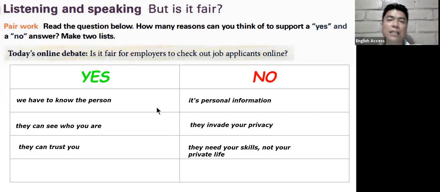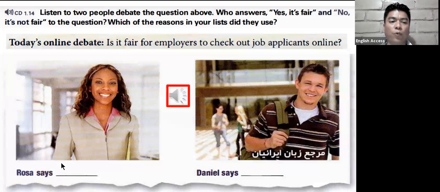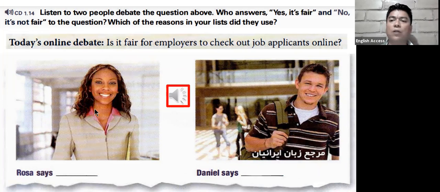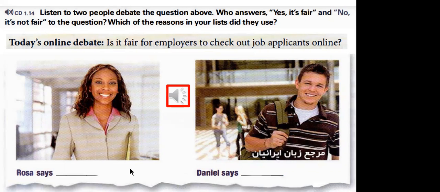First, we're going to listen to two friends talk about this question. So we have Rosa and we have Daniel. They're sharing their opinions about this. One of them says yes, it's fair, and the other one says no, it's not fair. Only listen and tell me who says what. Ready? Yes.